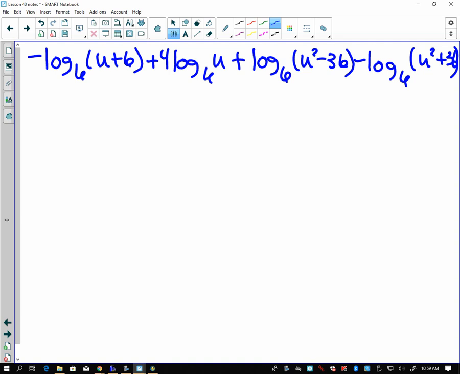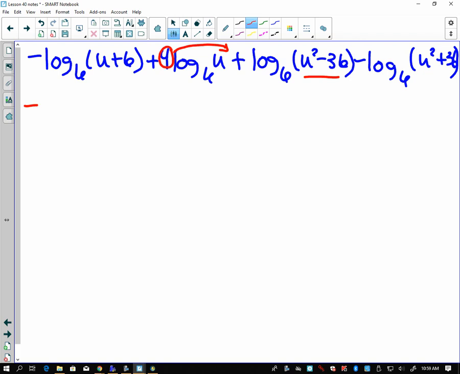Our first step in this, we're going to do a couple of things at once. We're going to take this 4 and we're going to make it an exponent to u. The next thing I want to do is take this and factor it, because I have a variable squared minus a perfect square. That tells me I can split that up. Does that make sense?